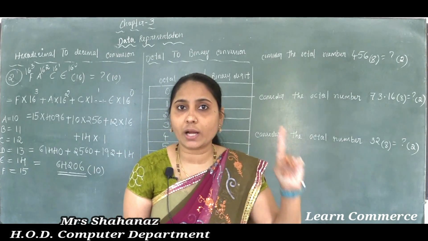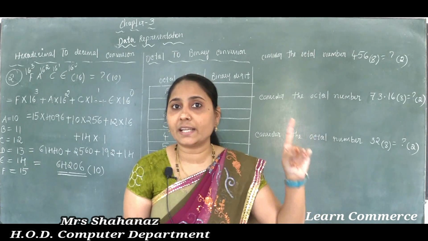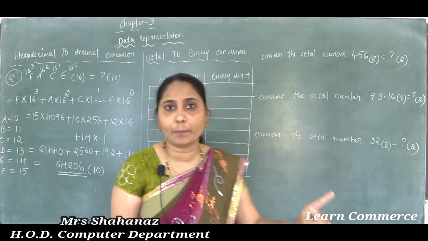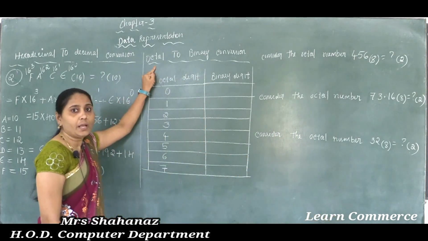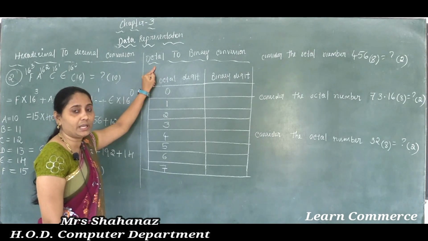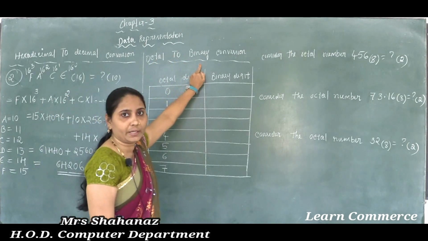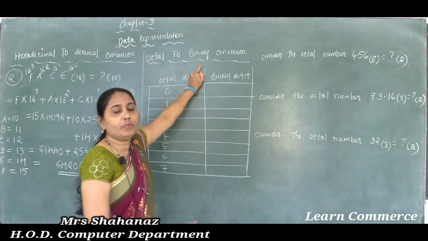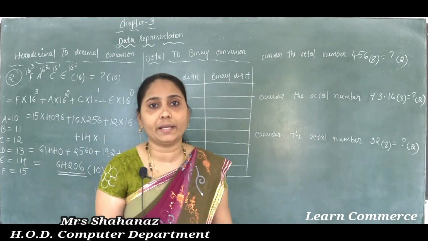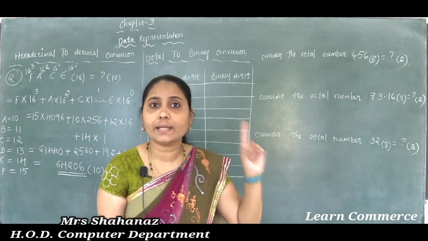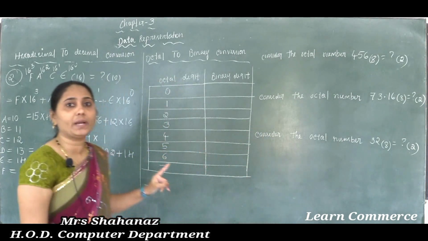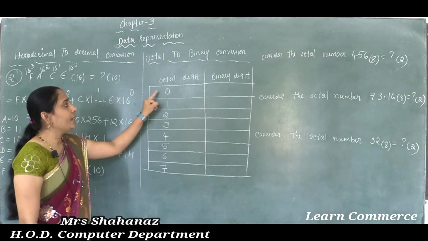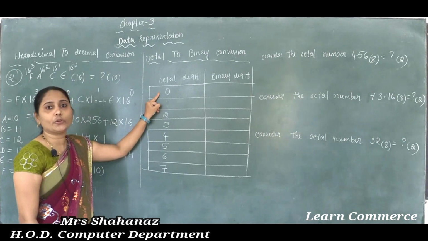When you are going to convert any number from an octal number to a binary number, replace each octal digit with the appropriate 3-bit binary number. Replace each octal digit with the appropriate 3-bit binary number. Now in this case I want to use two columns.